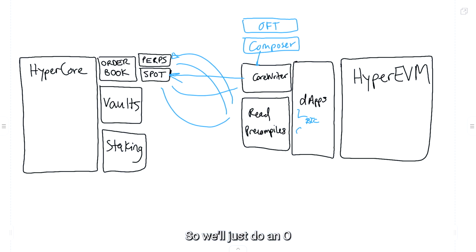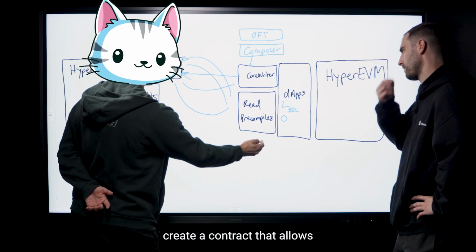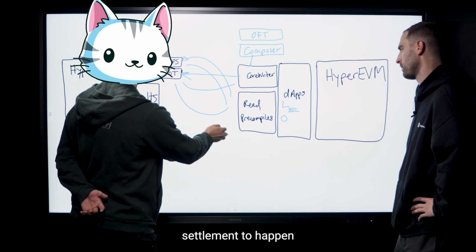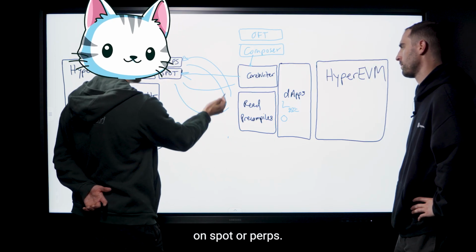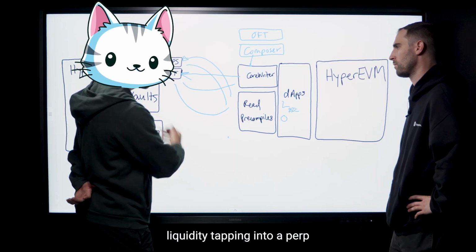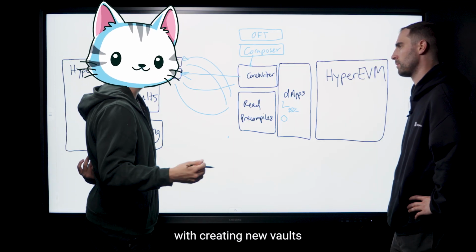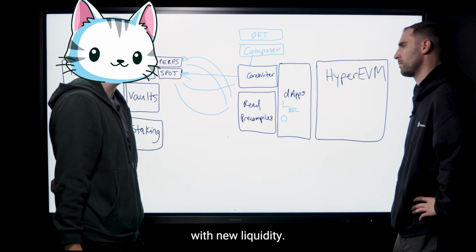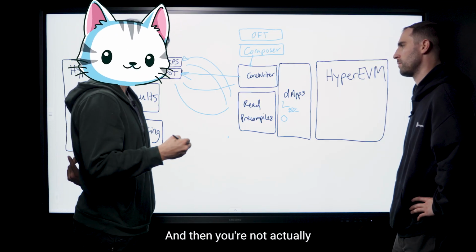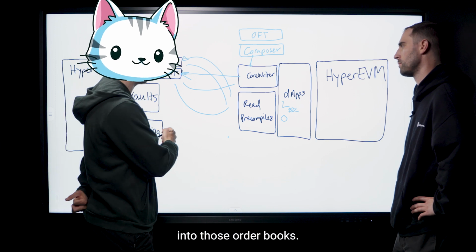So we'll just do an O for options. They want to offer deeper liquidity day one. So they would just create a contract that allows settlement to happen on spot or perps so that they can always have that deep liquidity, tapping into a perp market that's liquid all the time and not have to deal with creating new vaults with new liquidity. And then you're not actually worried about how you are going to leverage that liquidity. You just tap directly into those order books.